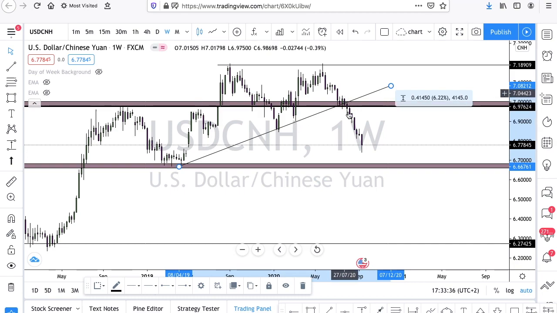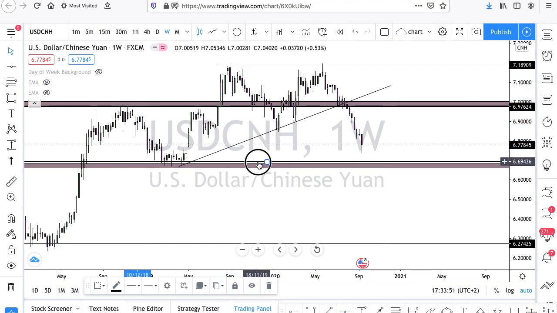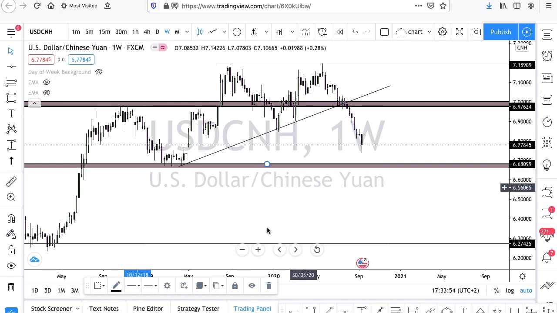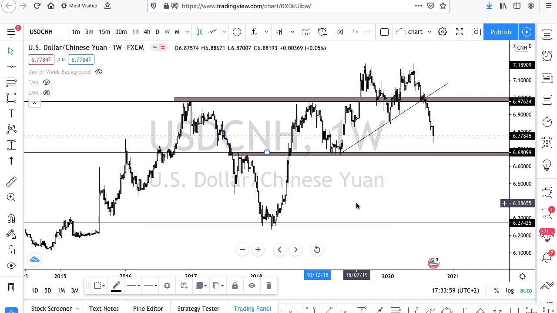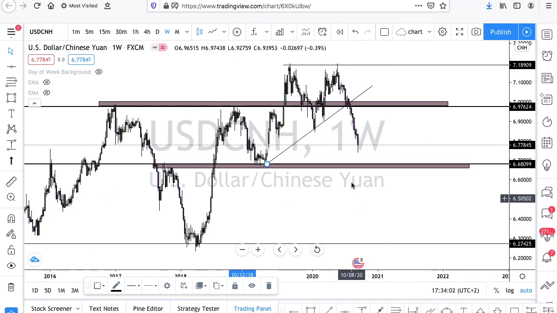So once a trend line is broken, we expect price to go where the trend line started from. So that's why I'm anticipating price to come to 6.68. So what are we going to do as traders or other people that are not traders, and what should we expect the next price action would be?